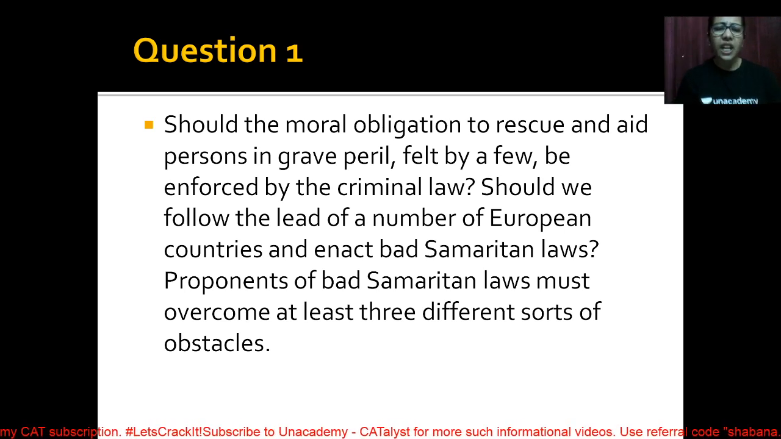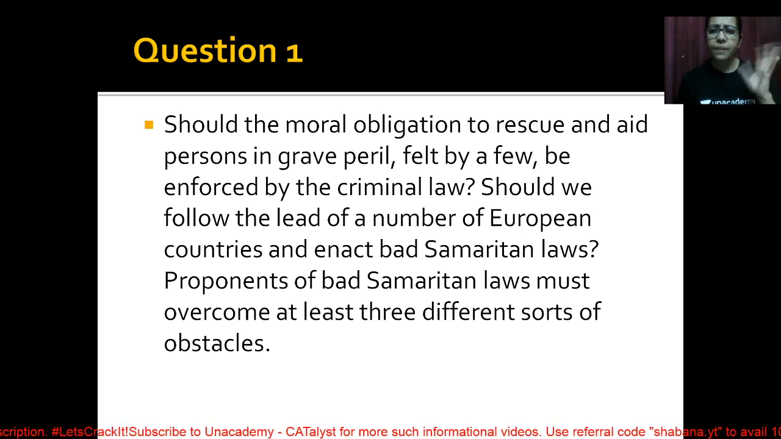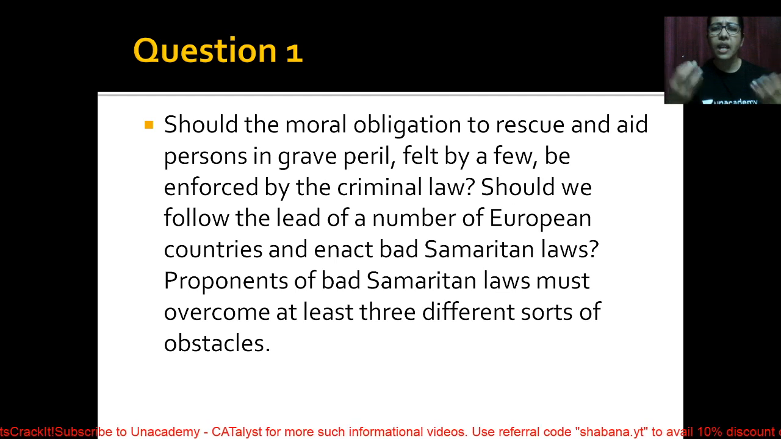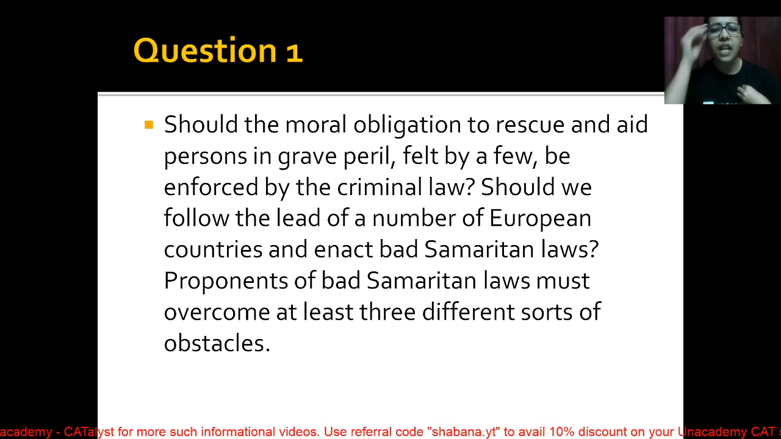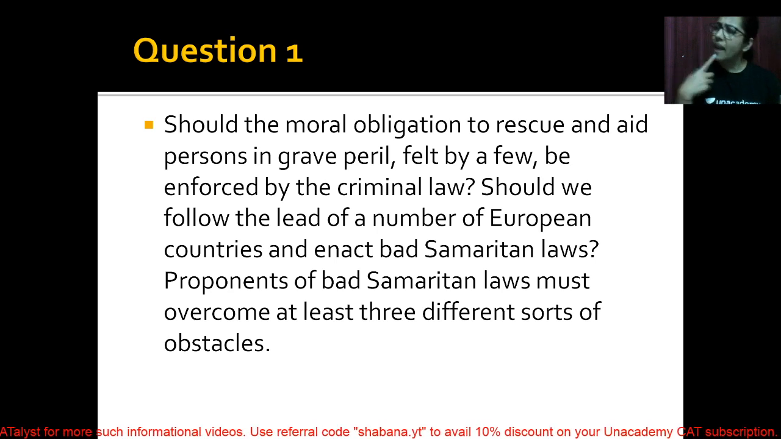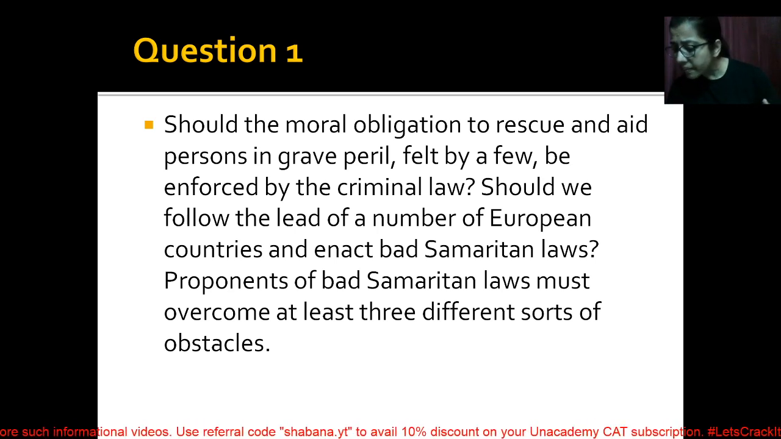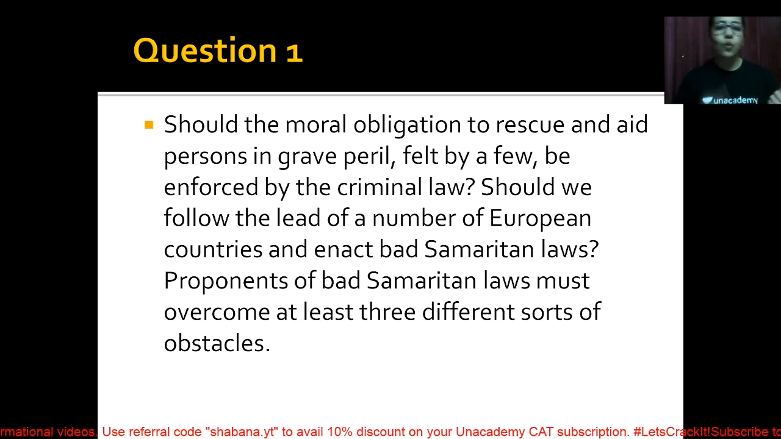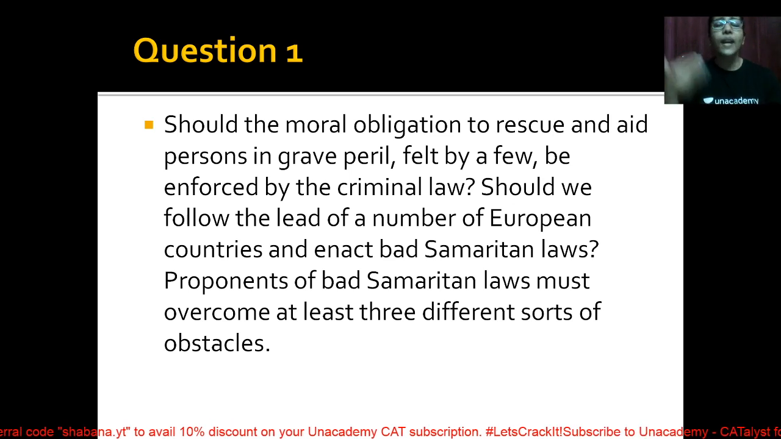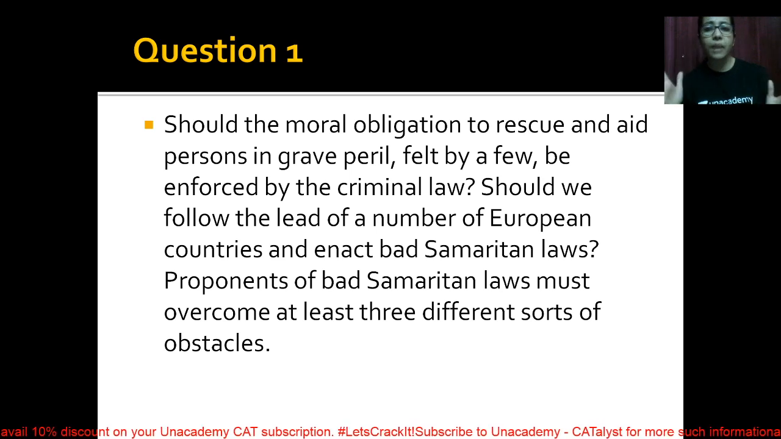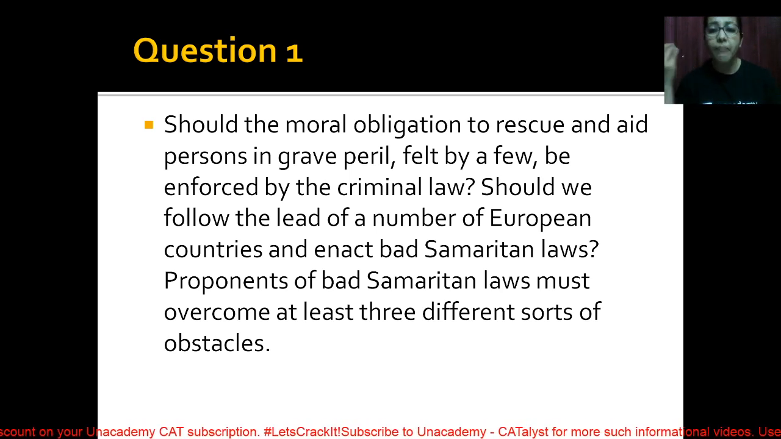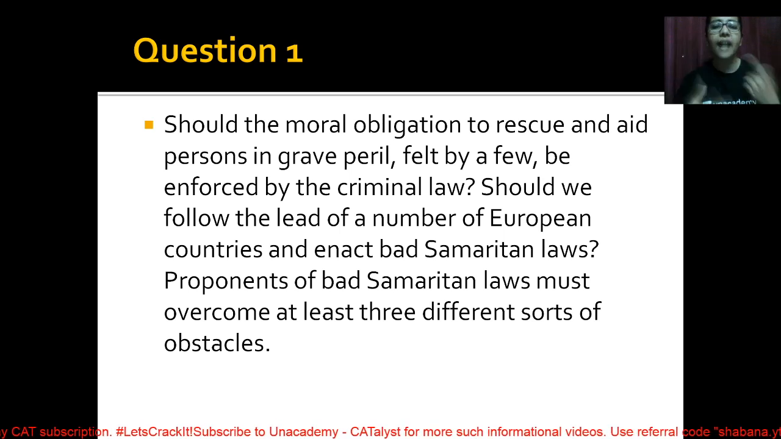Let's start reading together. Should the moral obligation to rescue and aid felt by a few be enforced by the criminal law? What are they talking about? If someone is in trouble, I can see the words bad Samaritan laws in the fourth or fifth line. A Good Samaritan is a person who helps others. So what they are asking is about moral obligation: if I see someone in distress, is it my obligation? Will it be punishable by law if I don't go and help that person? Here it starts with a question. Should we follow the lead of a number of European countries and enact bad Samaritan laws?